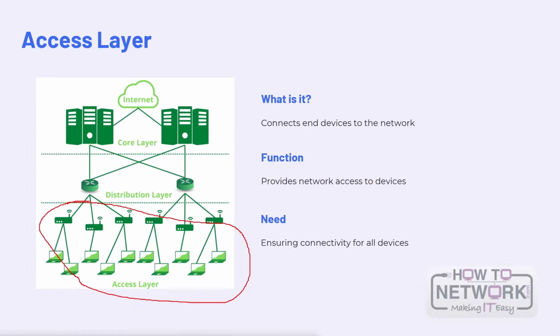So the access layer, as I've said, is the first point of contact for security requirements. So here you can implement port security, of course VLANs, and other access control mechanisms to restrict unauthorized access and protect the network from potential threats. This layer also plays a crucial role in network performance, managing traffic flow and providing quality of service to ensure the critical applications receive the necessary bandwidth and prioritization.